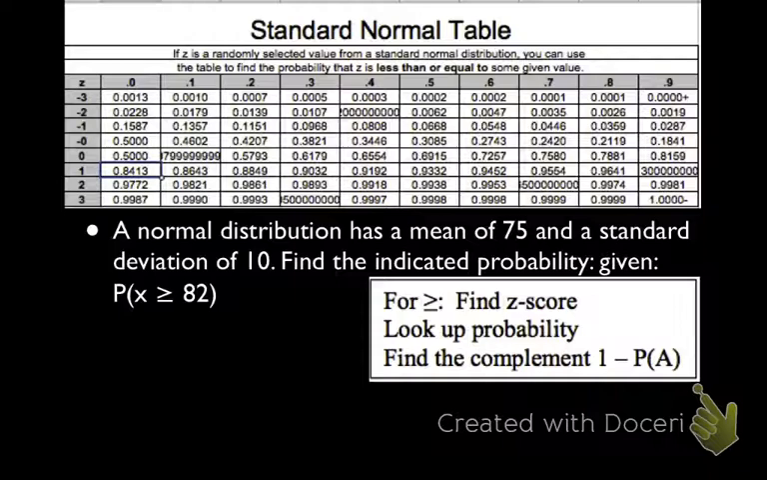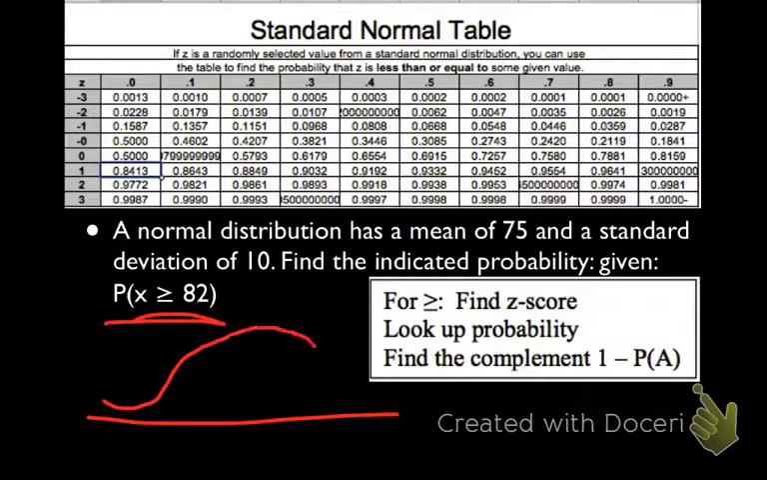So this is the difference. The probability is greater than or equal to 82. So to find it if it's greater than or equal to, find the z-score, look up the probability, and find the complement, or 1 minus the probability. So before you write anything down, stop writing. Think about the normal curve here.